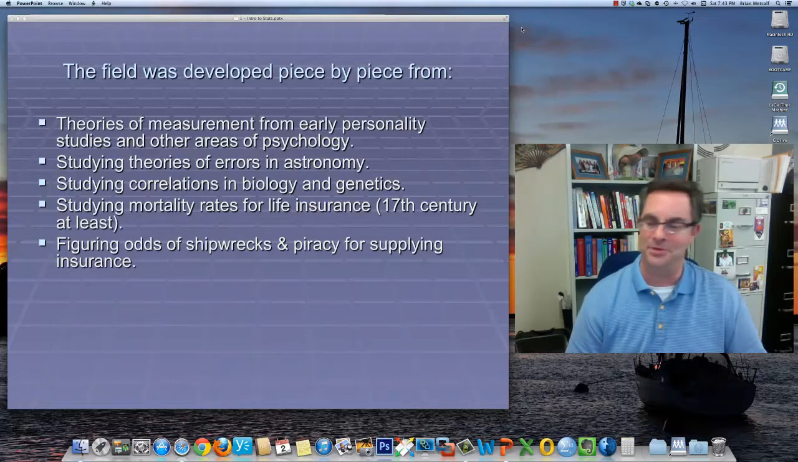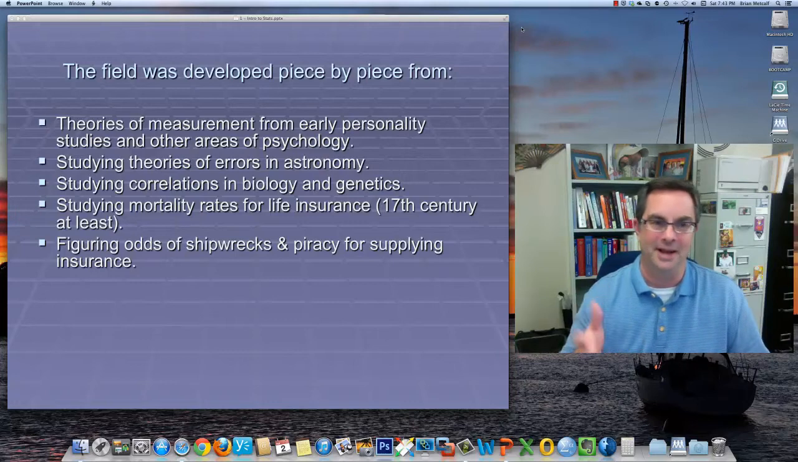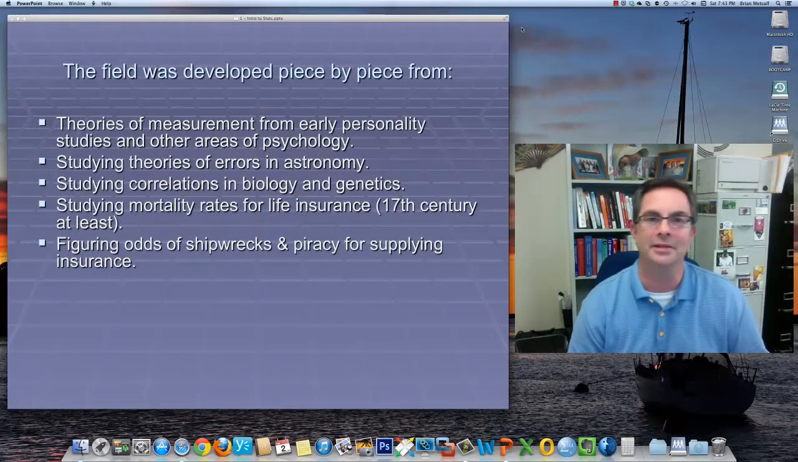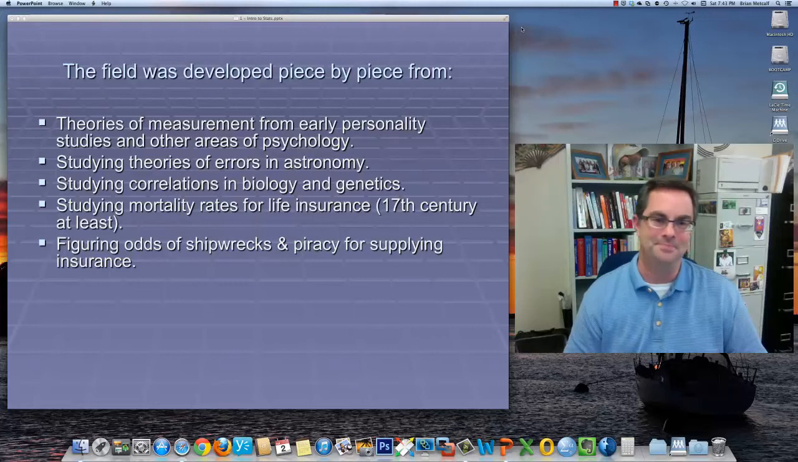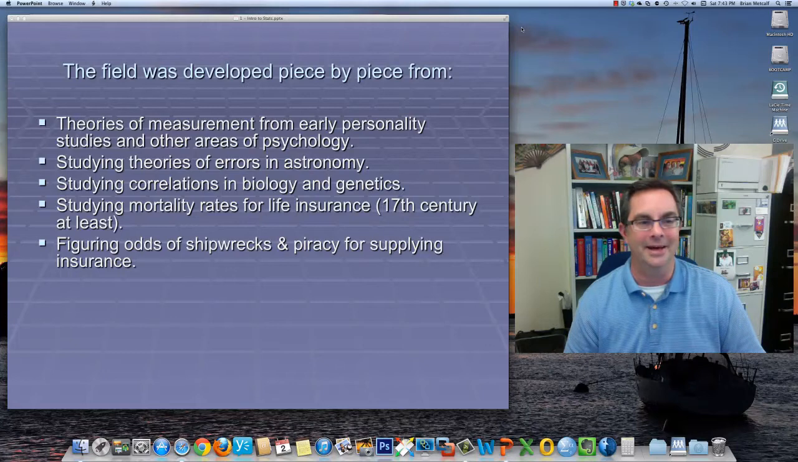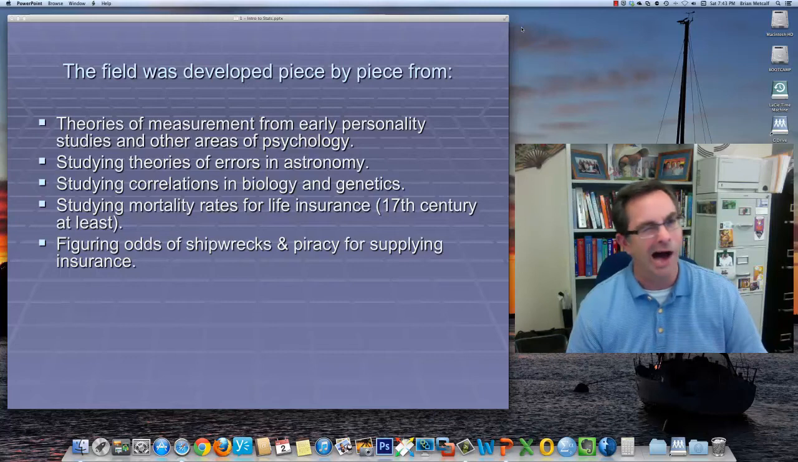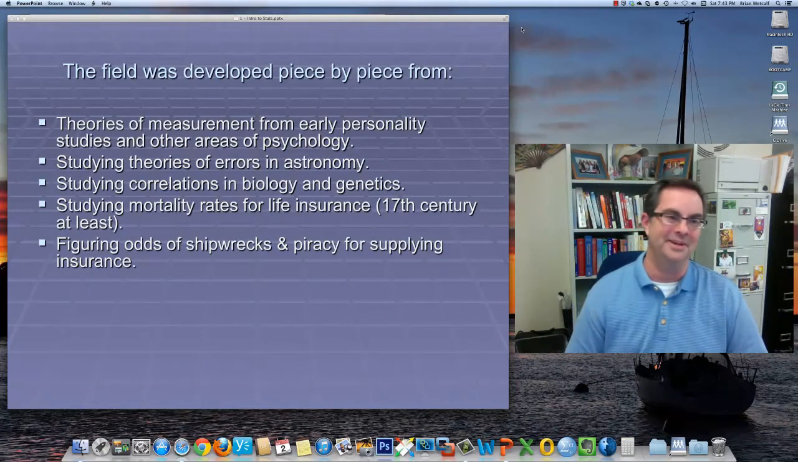Related to that, back on a much more colorful note, I like the fact that shipwrecks and piracy have had an influence on studying and understanding statistics related to life insurance. People wanted to insure their ships and the people on them, and pirates would come in and mess all that up, and therefore they needed ways to figure out the odds of things like shipwrecks and piracy. So pirates have an influence on our discipline of statistics.